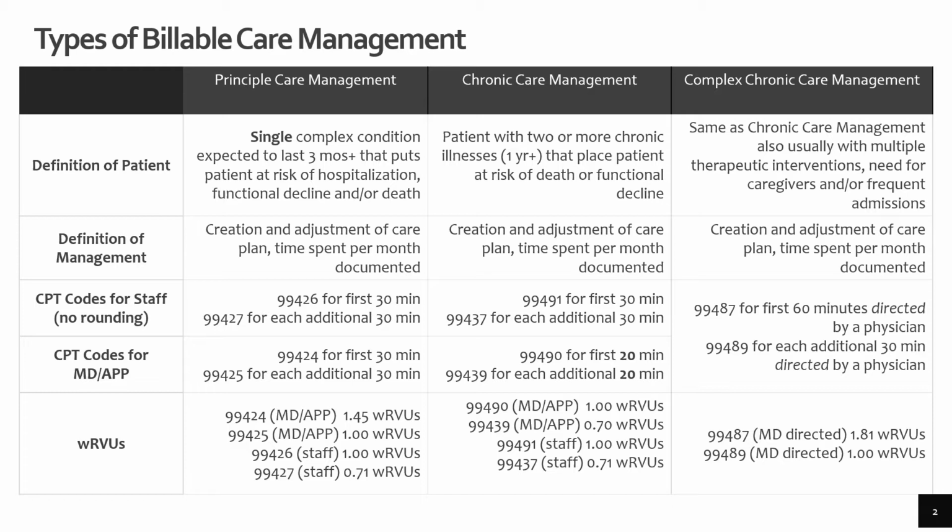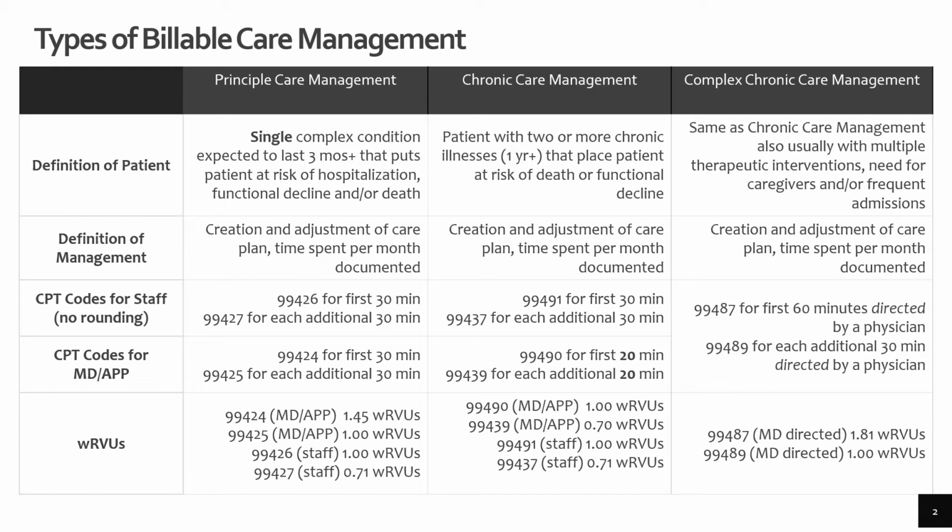What you need to do is create or adjust a care plan, and then you have to document your time spent per month. There is a CPT code set for staff, which is your nursing staff, in managing this plan, and there's a CPT code set for physicians and APPs in managing this plan each month, and you can see the RVUs at the bottom.